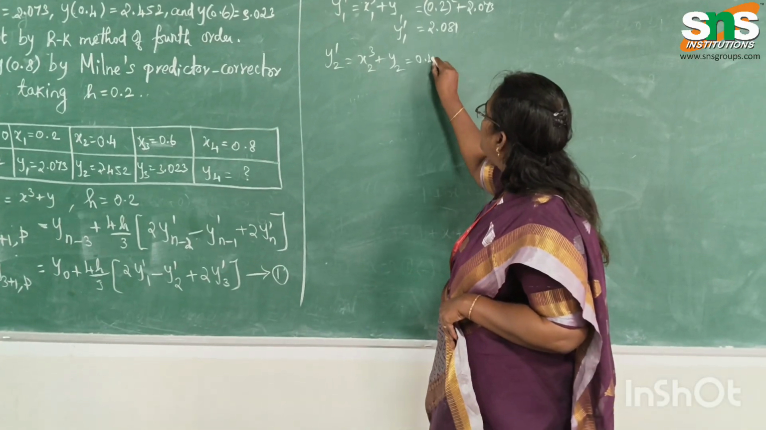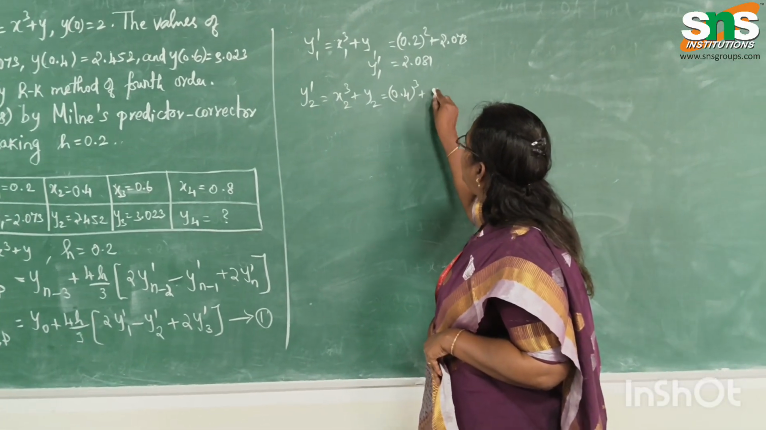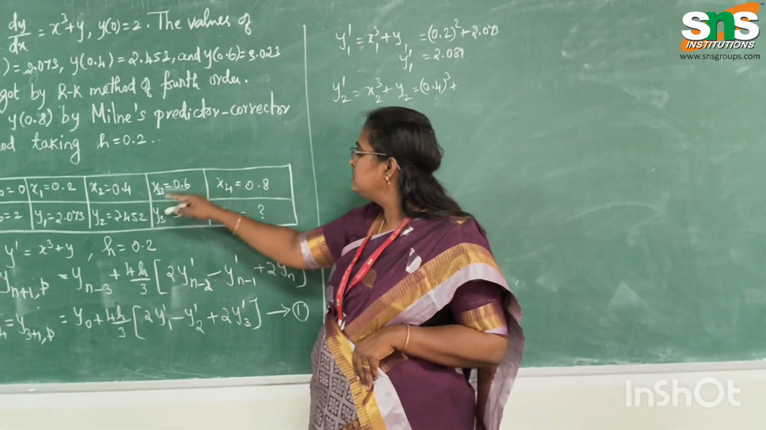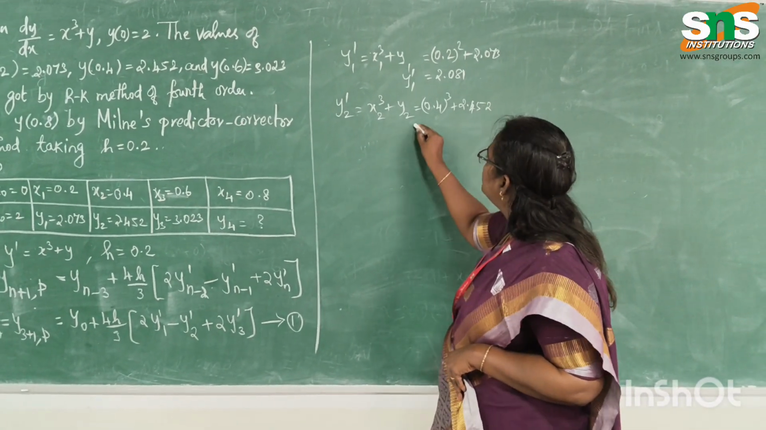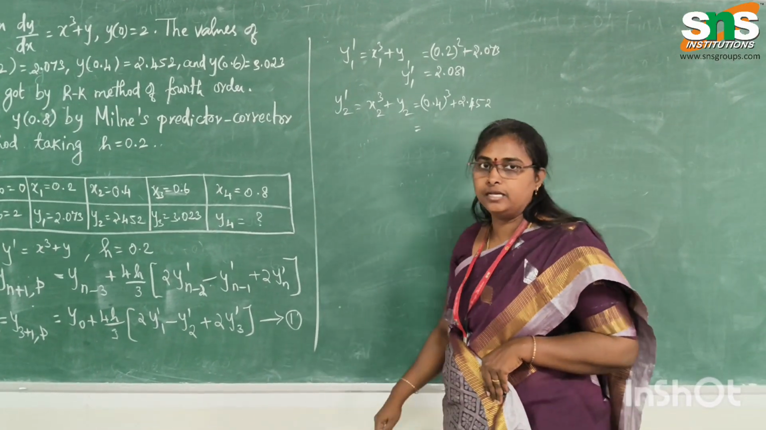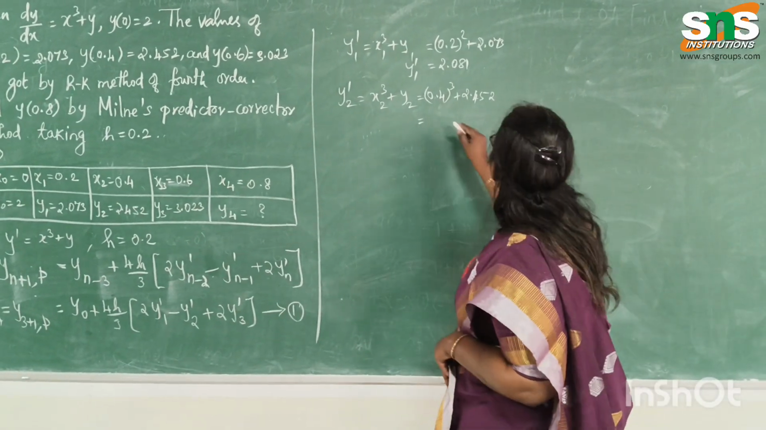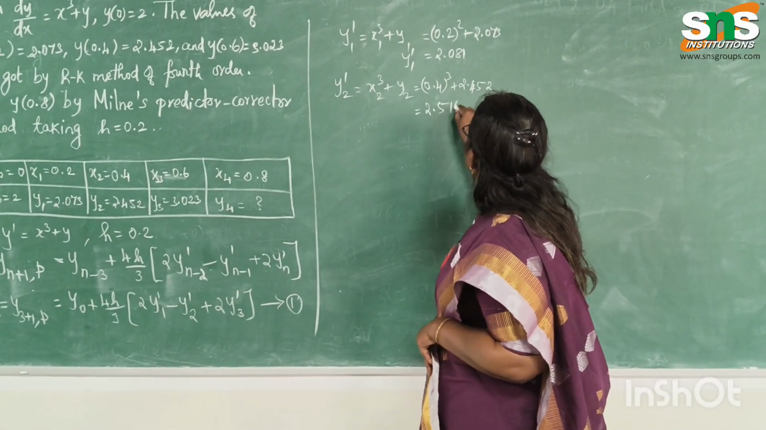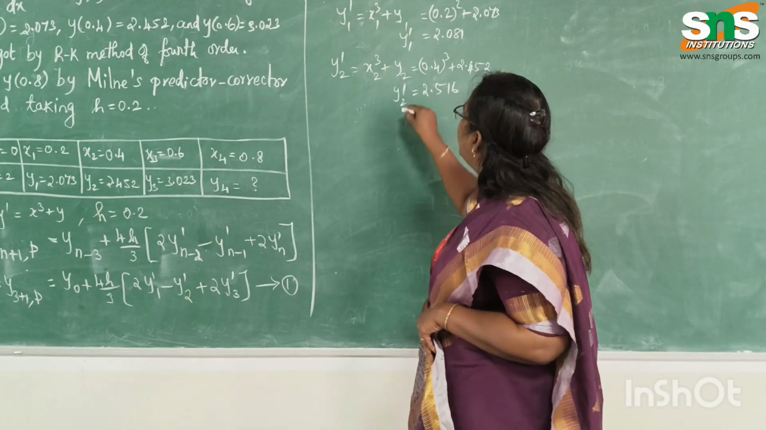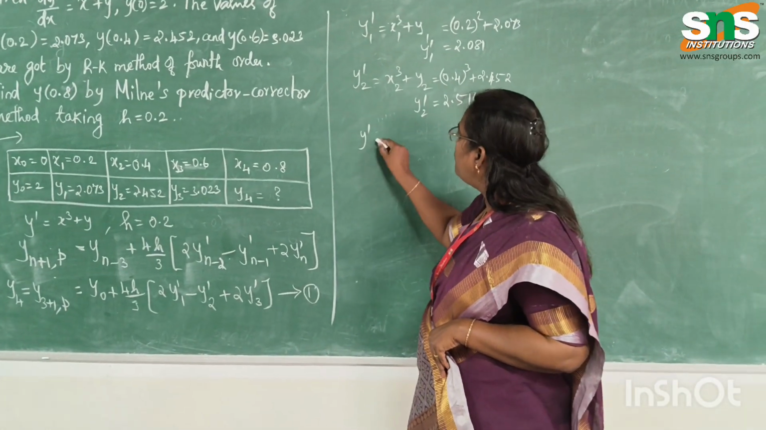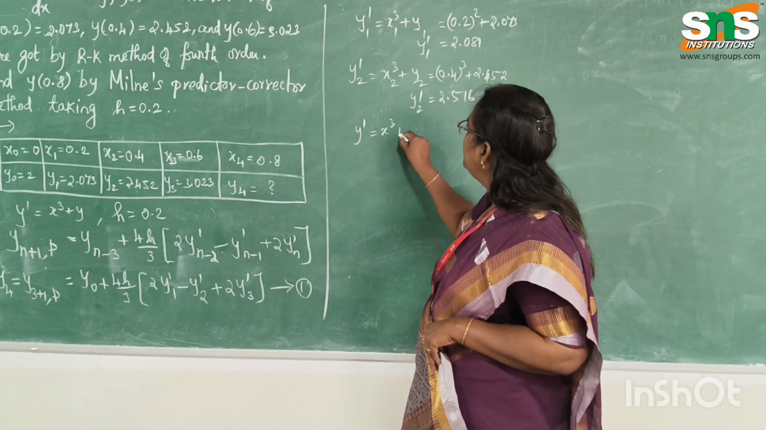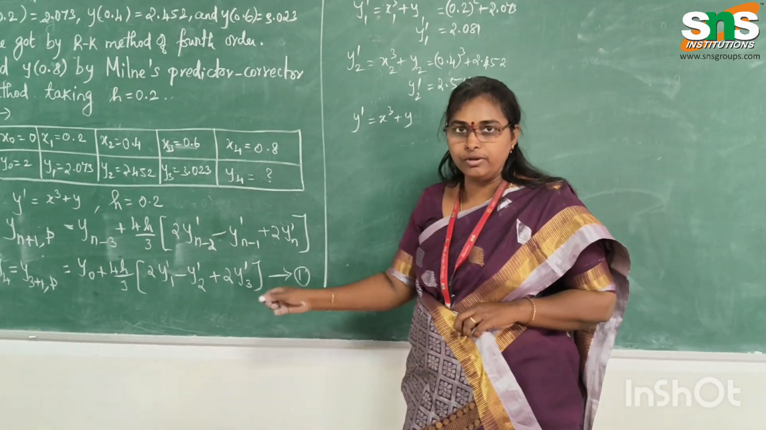So 0.4 to the power 3 plus the corresponding y2 is 2.452. Using a calculator we get the solution as 2.516 for y2 dash. Next we move on. Again you write this formula, y dash equals x to the power 3 plus y. This is the given function.